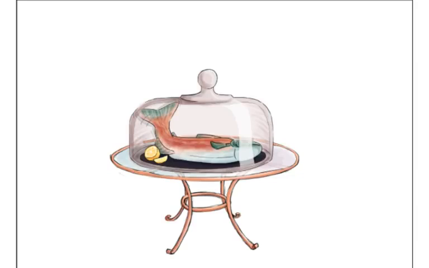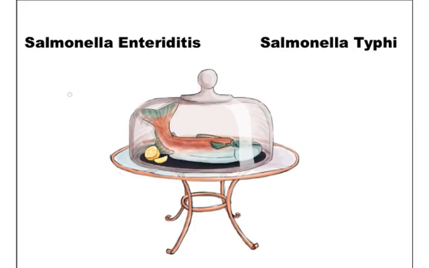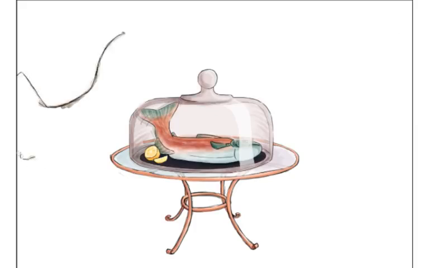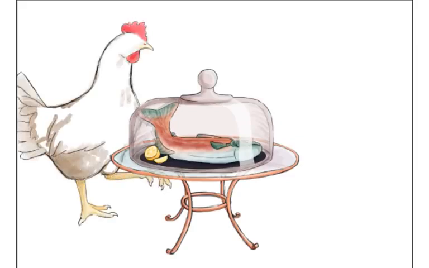So now it's time to differentiate between the two subspecies of Salmonella. Over on the left, we'll have Salmonella enteritidis, and on the right, Salmonella typhi. On the left, we'll have a chicken. This will remind us that we acquire Salmonella enteritidis by eating undercooked chickens, and that chickens are the main reservoir.